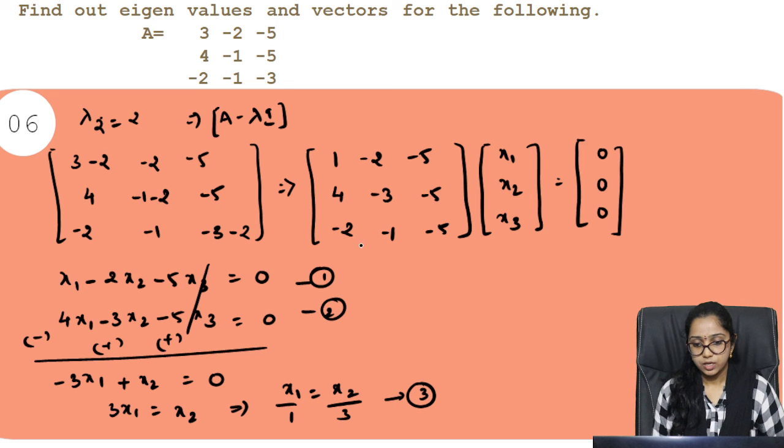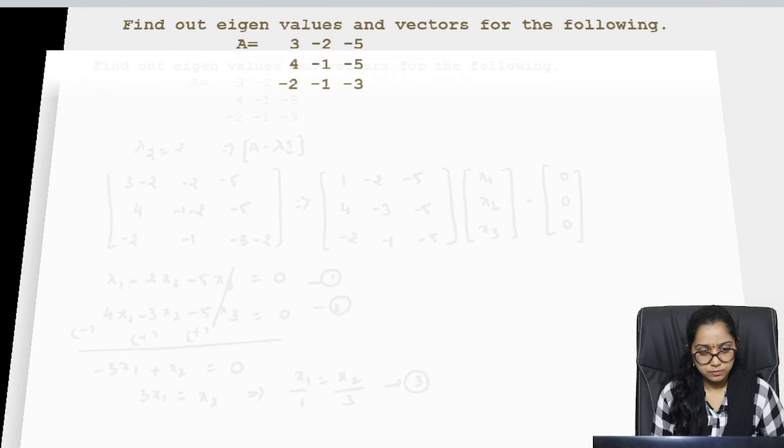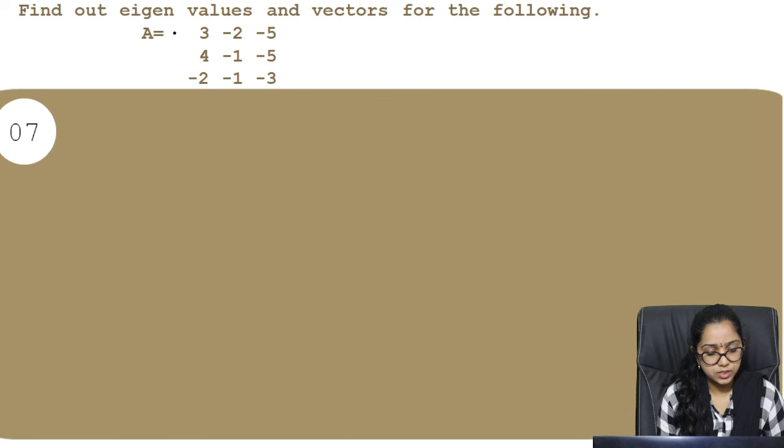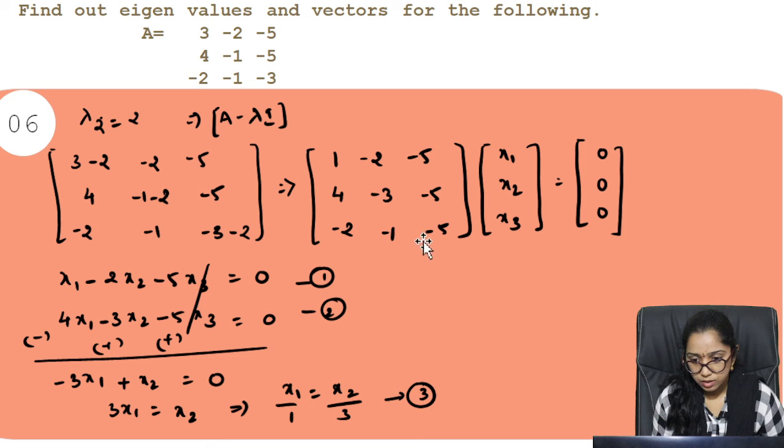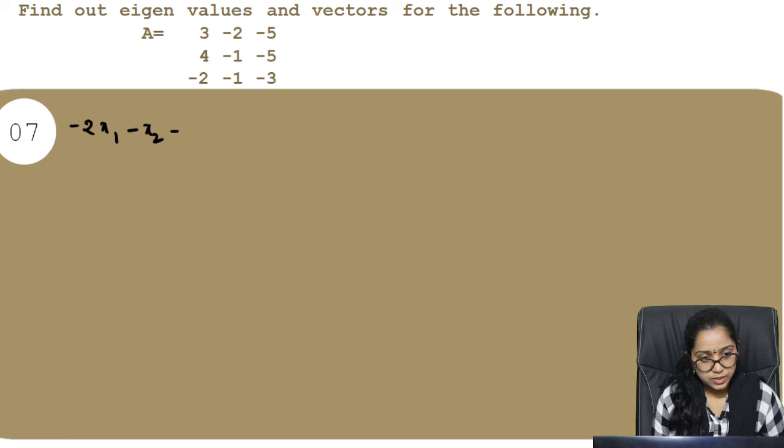Now by solving the third row, the resultant equation of this particular one: minus 2x1 minus x2 minus 5x3 is equal to 0. This will be equation 4.